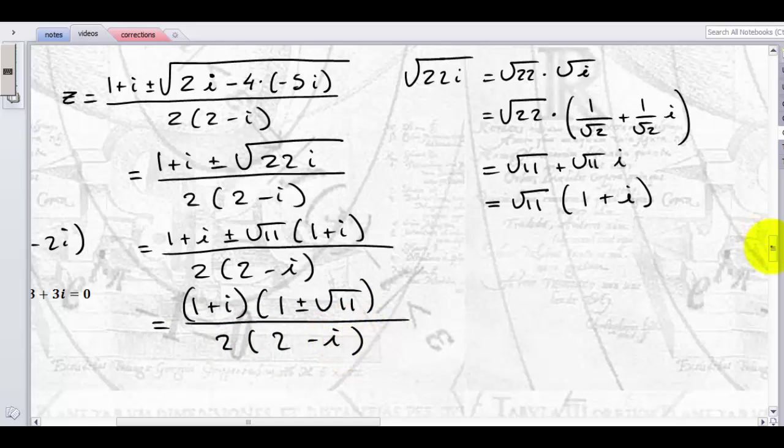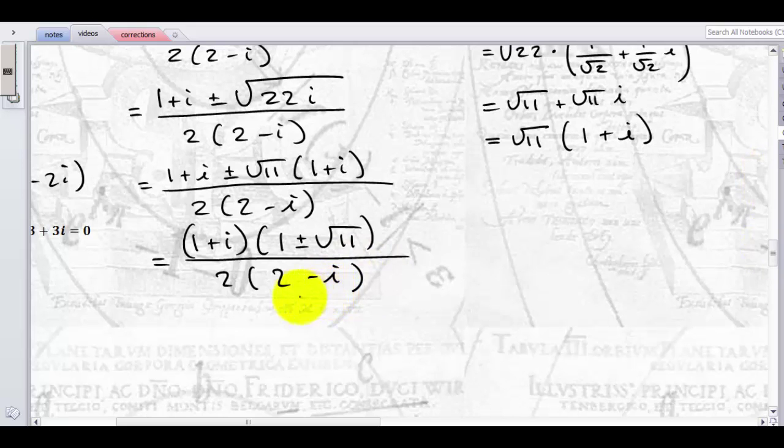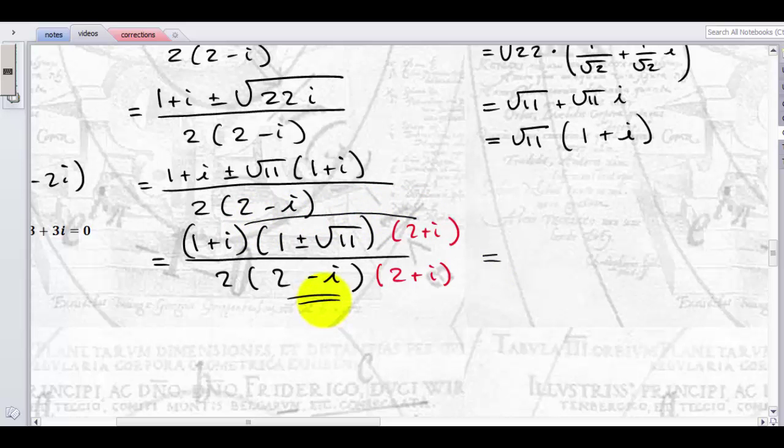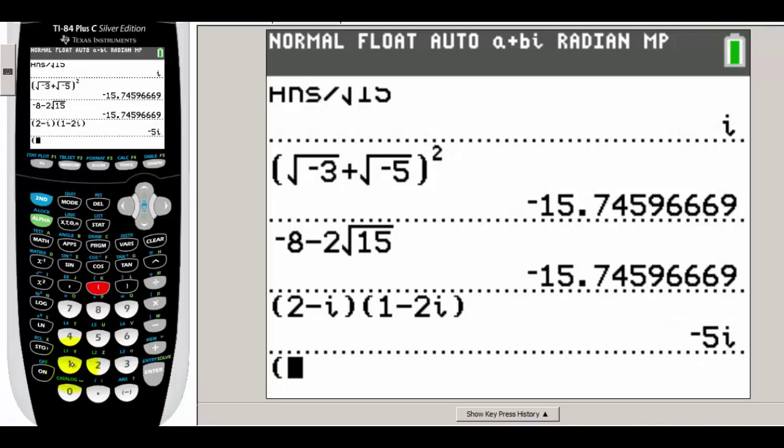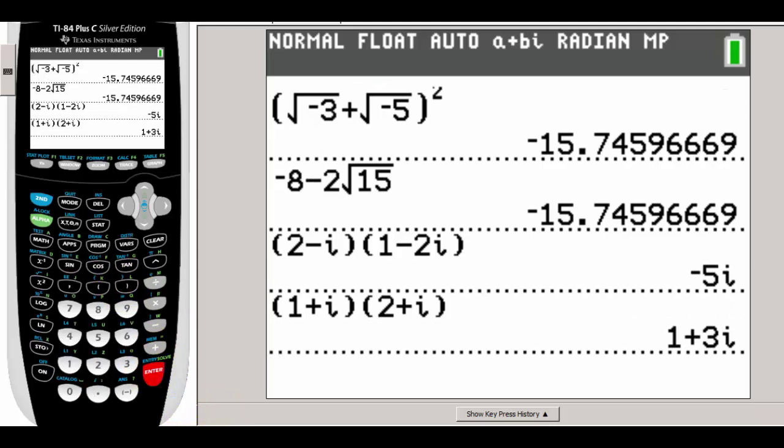We are almost there. I just need to get rid of this i in the denominator, and I know what to do. I'm going to multiply by 2 plus i, of course. At the top I'm going to take care of this product: (1 plus i) times (2 plus i). I'm going to ask my calculator. (1 plus i) times (2 plus i), and this is 1 plus 3i.